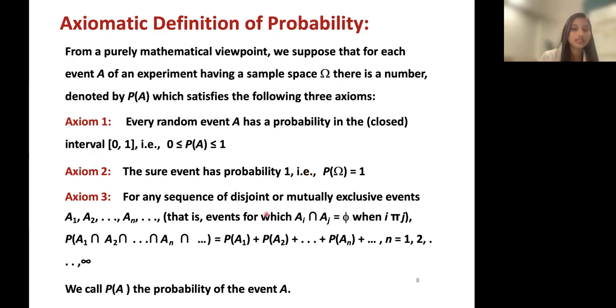And then for any sequence of disjoint or mutually exclusive events, this would be the value. So the probability of A1 union A2 union A3 till AN would be the probability of A1 plus the probability of A2 plus the probability of A3, the summation of all these probabilities, considering that all these events are disjoint or mutually exclusive. So these are 3 rules.